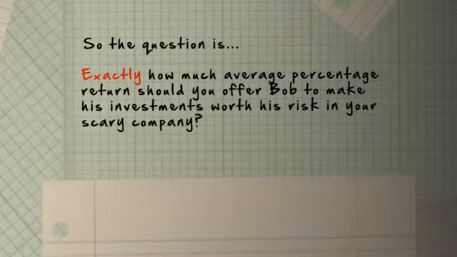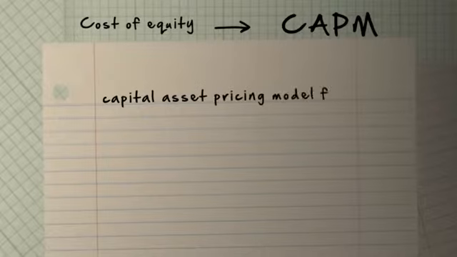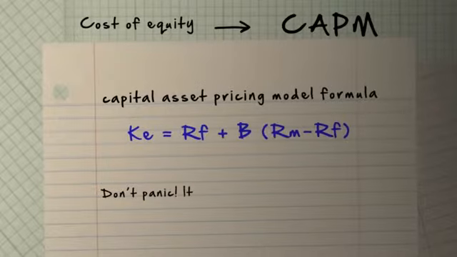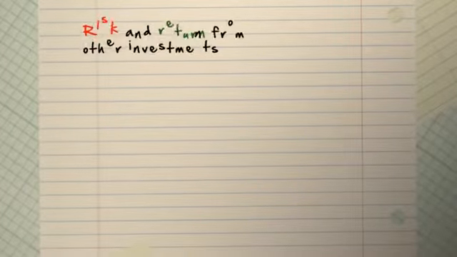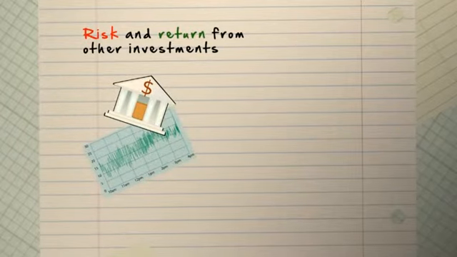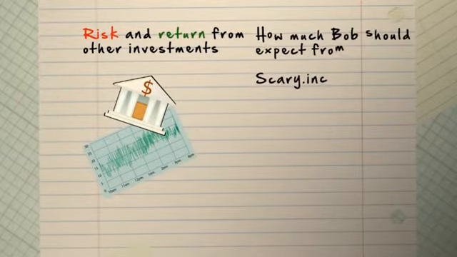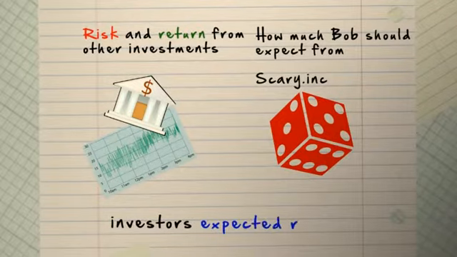This percentage is called your cost of equity, and we calculate it using the CAPM, or Capital Asset Pricing Model formula. Don't panic, it's much easier than it looks. The CAPM formula factors in Bob's risk and return from his other investments, and then tells us how much Bob should reasonably expect from your riskier company. That's why your cost of equity is also called your investor's expected return.